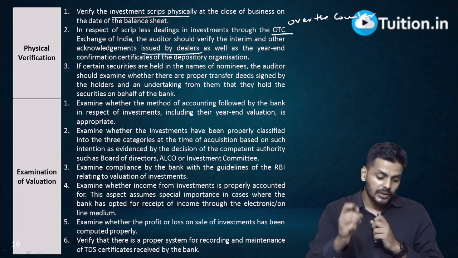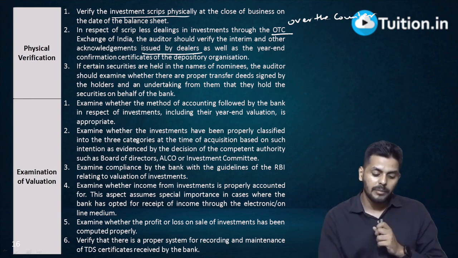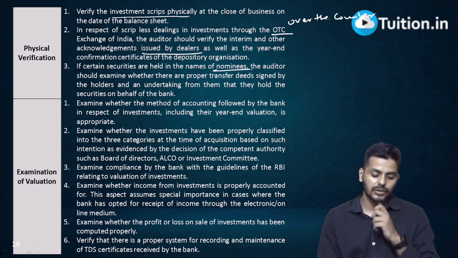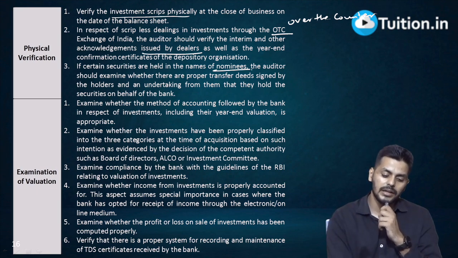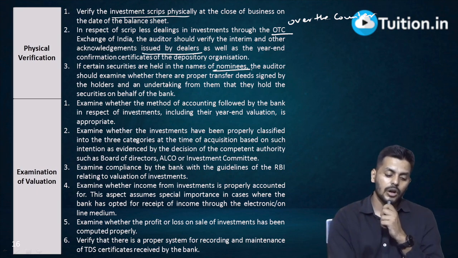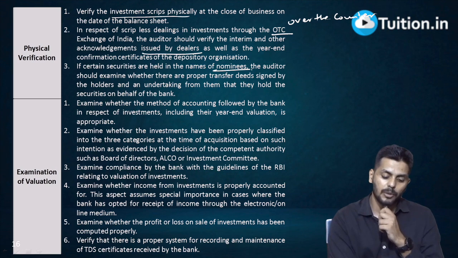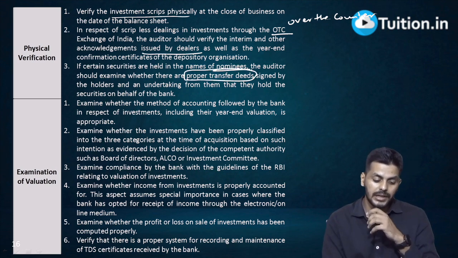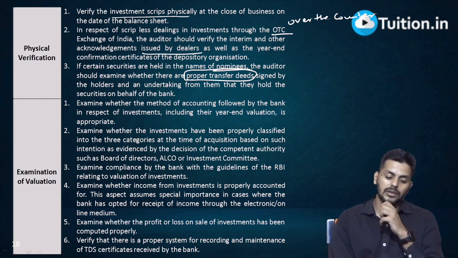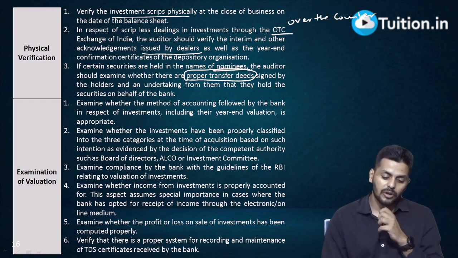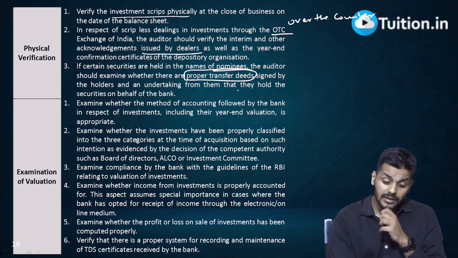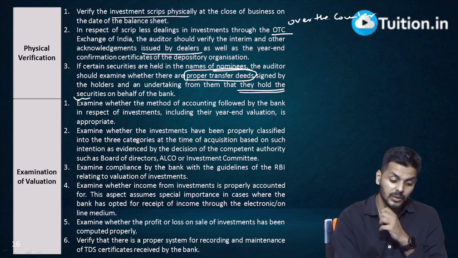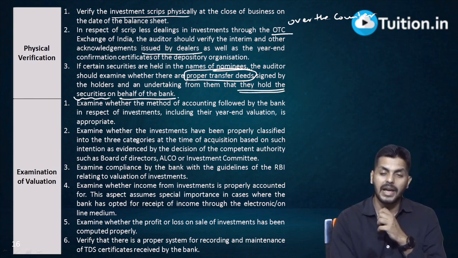If certain securities are held in the name of nominees, the auditor should examine whether there are proper transfer deeds, signed by the holders, with an undertaking from them that they hold the securities on behalf of the bank.